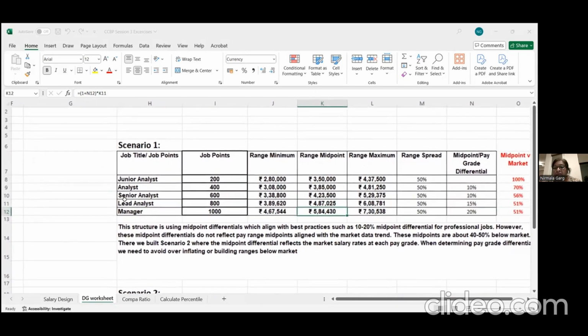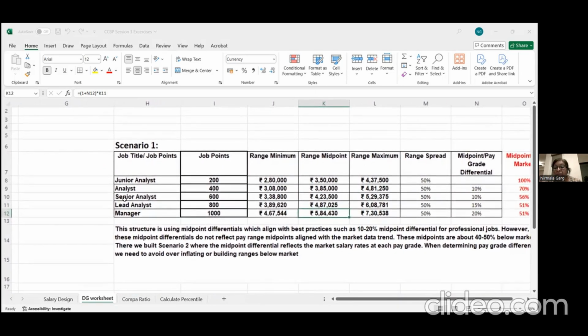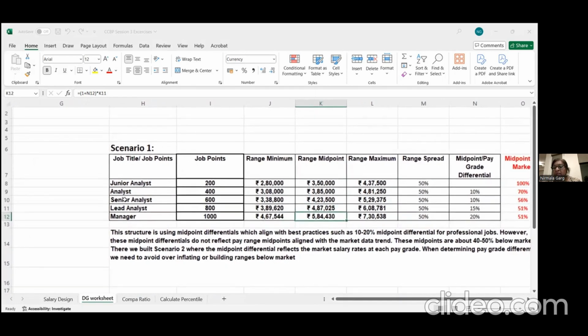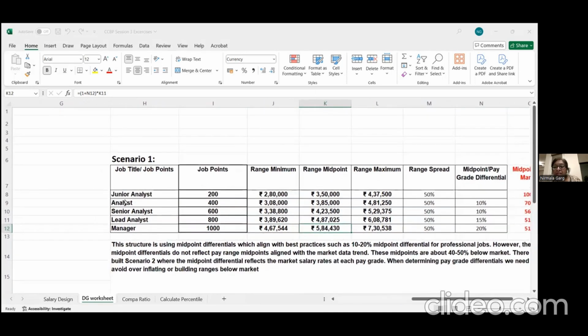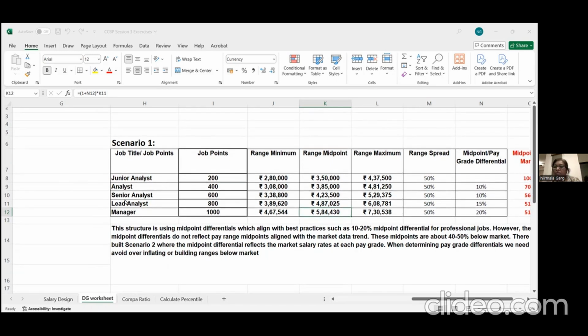Now there is a difference between range midpoint and midpoint grade differential. Is there a difference or no? The range midpoint is the midpoint of a salary range, while the midpoint grade differential is the difference between the midpoint of one grade to the next grade's midpoint. That is the difference. Midpoint differential. Got it? Now, how will you create a salary structure which overlaps? So when you have to do that, next, what will you do?